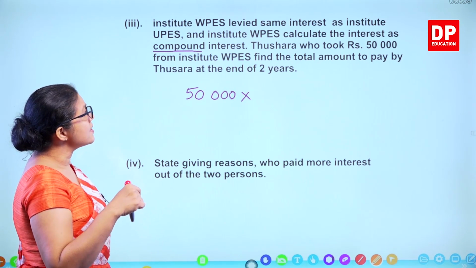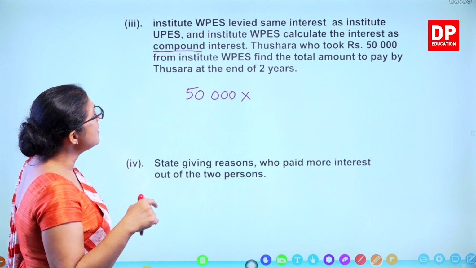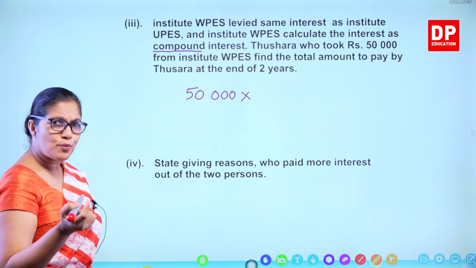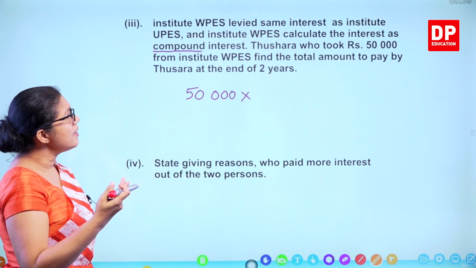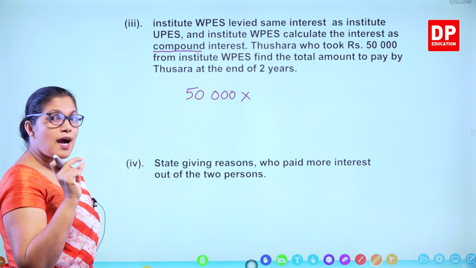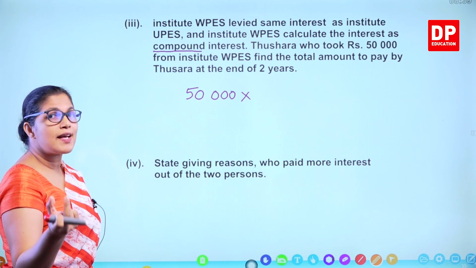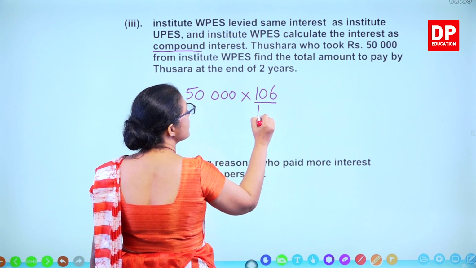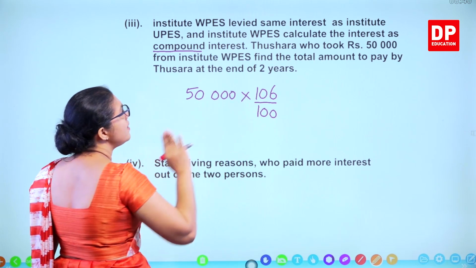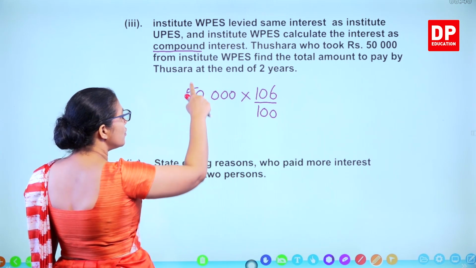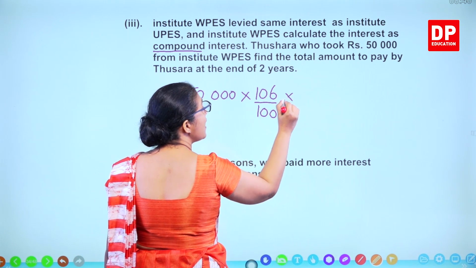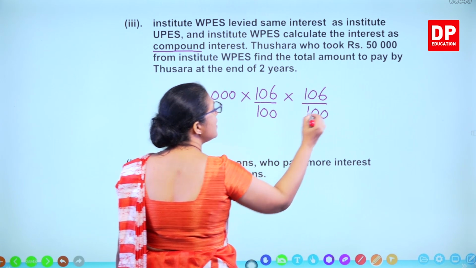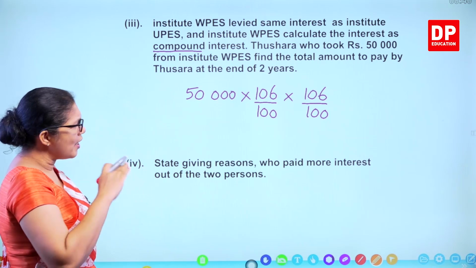6%. So you need the total amount. How can we find out the total amount at once? We multiply by 106 because for 100 you have to pay 6 rupees extra. So you find 106 over 100. This is for 1 year. So take that value and multiply again by 106 over 100 to get the second year.